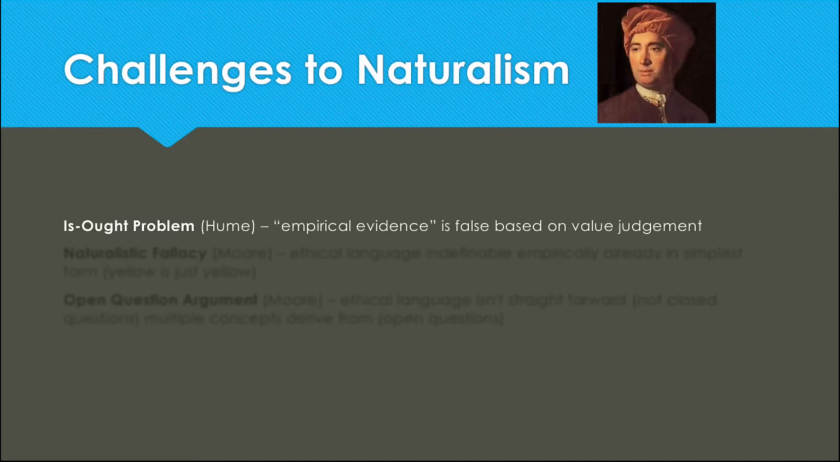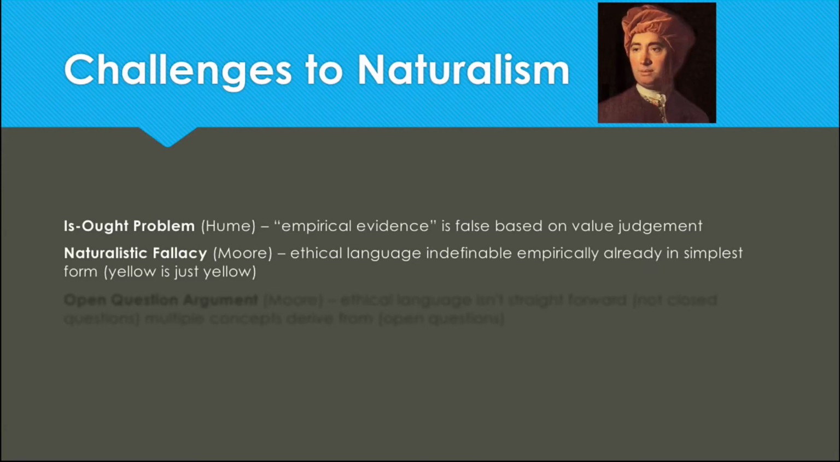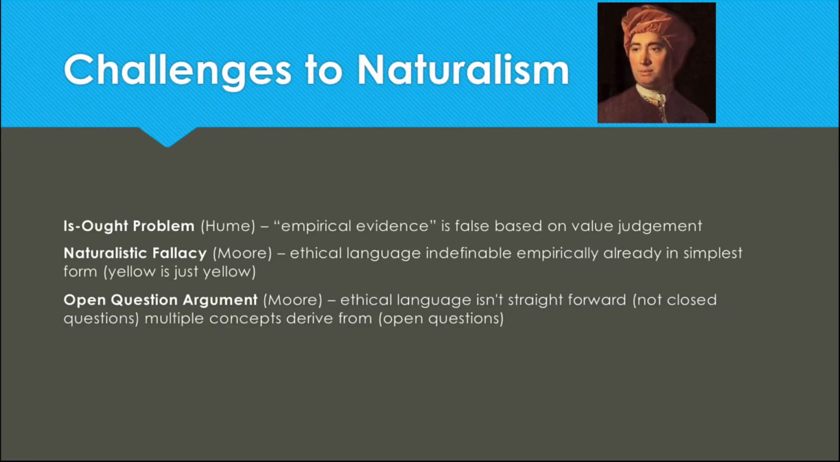Then you've got Moore, who we'll talk about more in 2 seconds, but he puts forward the naturalistic fallacy, which states that ethical language is indefinable as it's already in its simplest form. So in the same way that yellow is just yellow, good is just good, bad is just bad. And this also leads into the open question argument: naturalists work under the assumption that in terms of bad, there's always a straightforward answer of what is bad. Like there are facts in the real world that tell us what bad is, and that works under the assumption that they're closed questions, but Moore says that as multiple concepts can derive from ethical language, they are open questions, and therefore we can reject naturalism and its supposed facts.